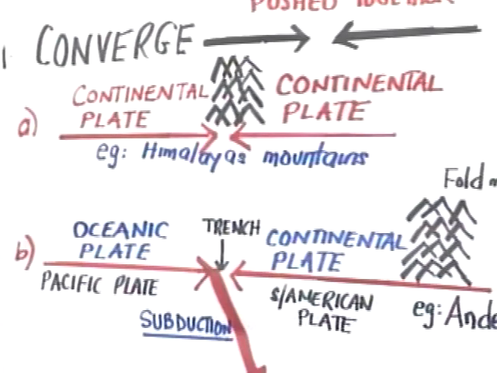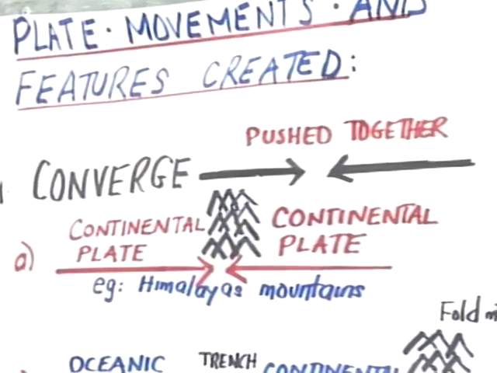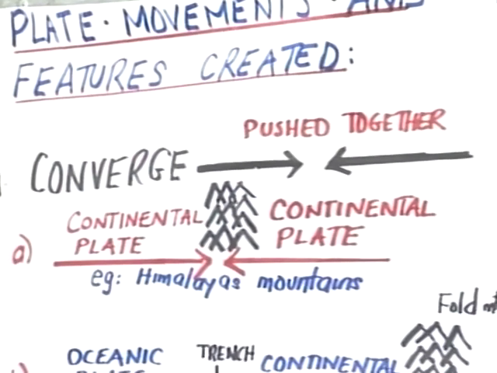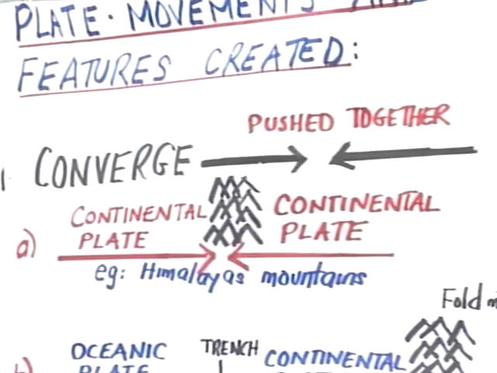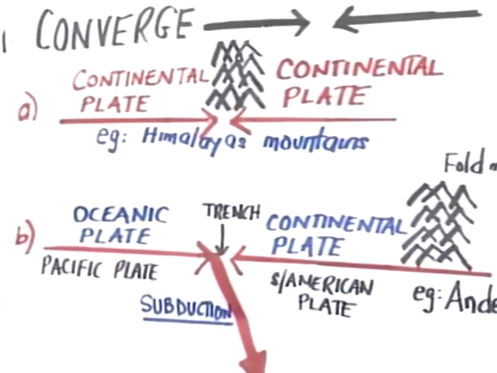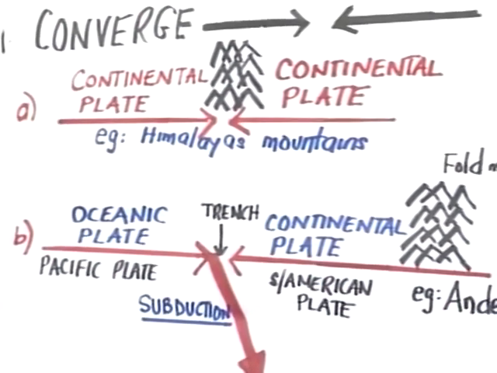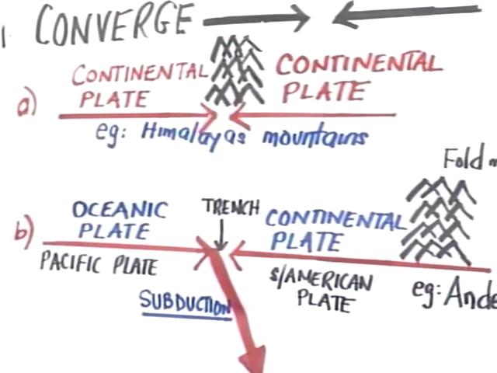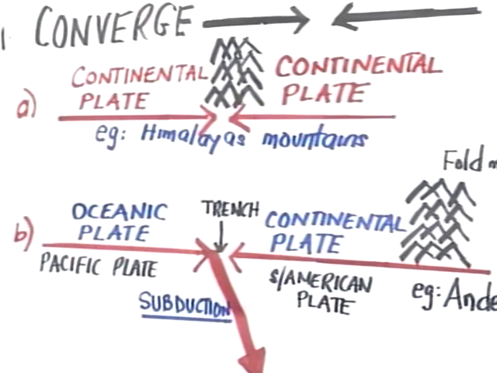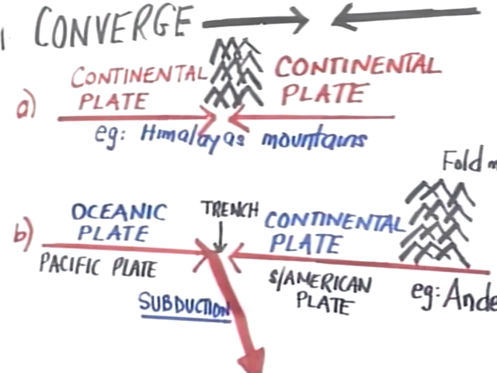Another feature created as a result of collision or converging of plates is fold mountains. We looked at the example of the Himalayas. The Himalayas have been formed as a result of the converging of the Indo-Australian plate with the Euro-Asian plate. You also have the Andes of South America, but this time it is a continental plate meeting an oceanic plate. On the continental plate, you can expect to find a fold mountain being created. The Andes of South America is a good example.